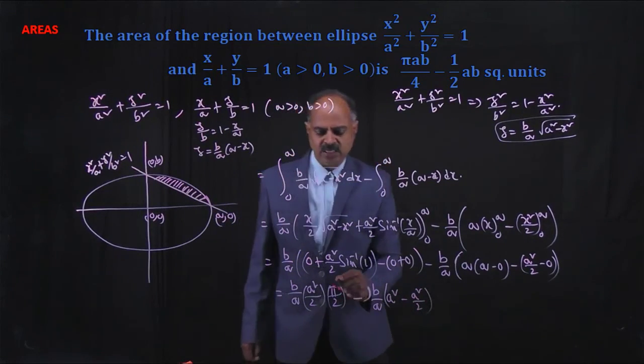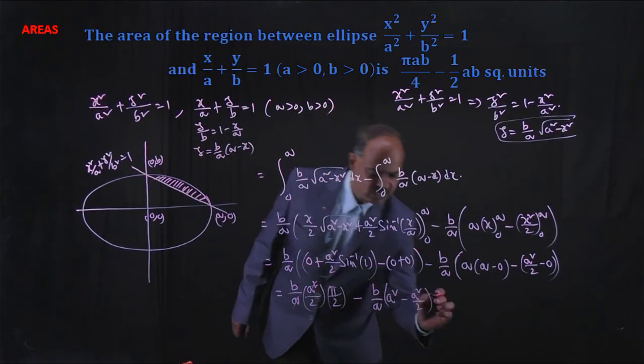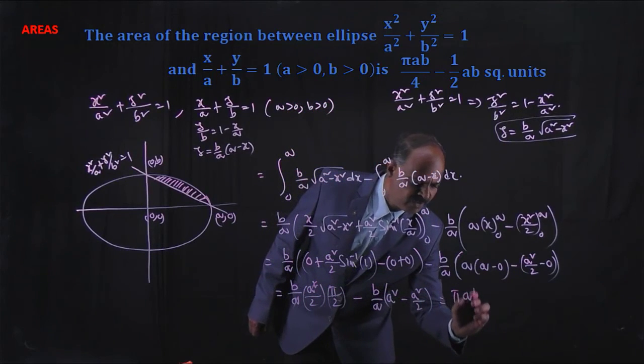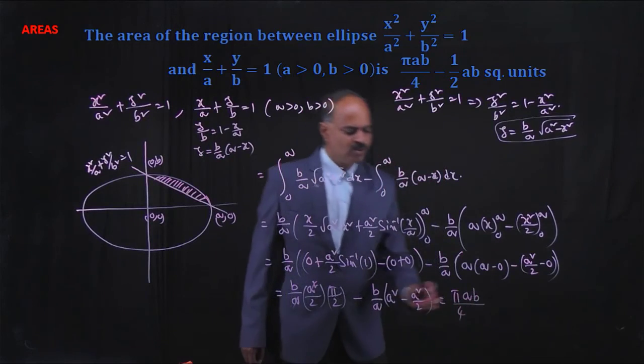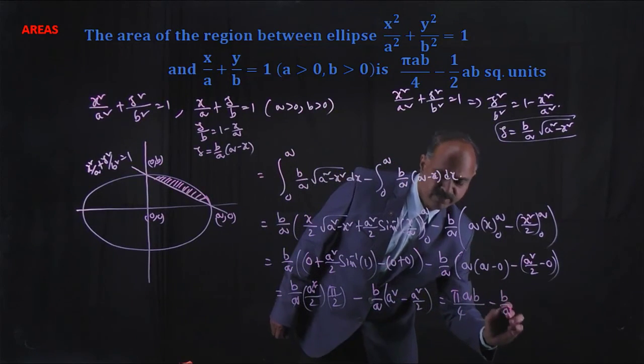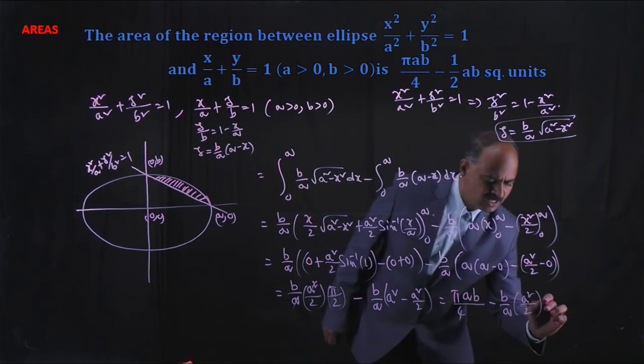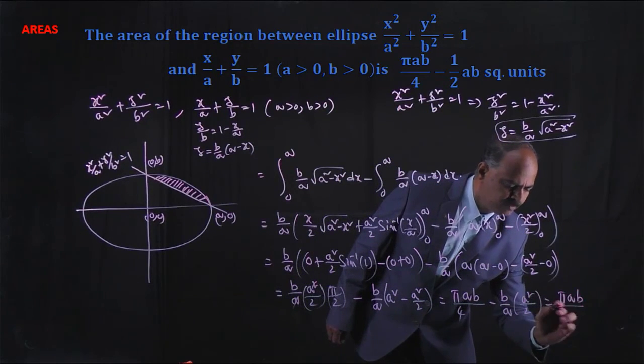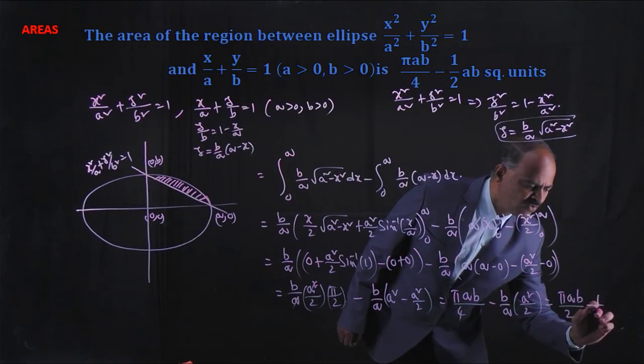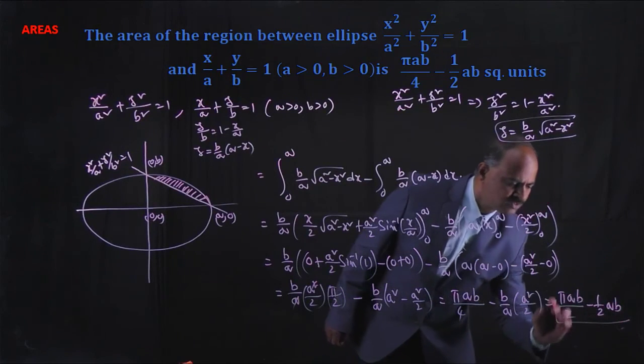Now here the a square and a get cancelled, that is equal to pi ab by 4, minus b by a into a square by 2, so that is equal to pi ab by 4 minus half ab square units.